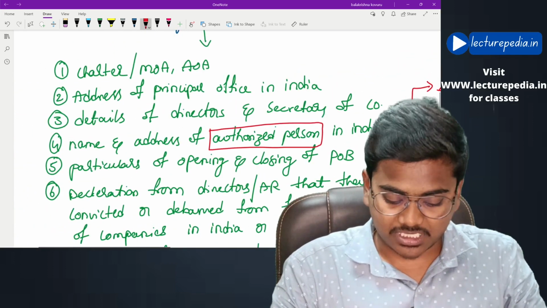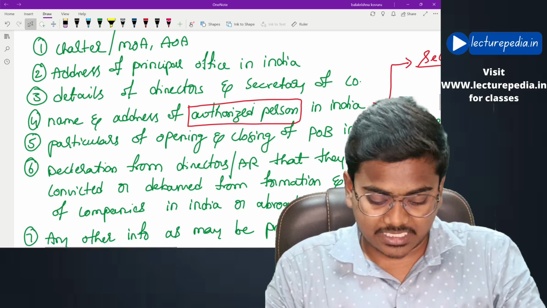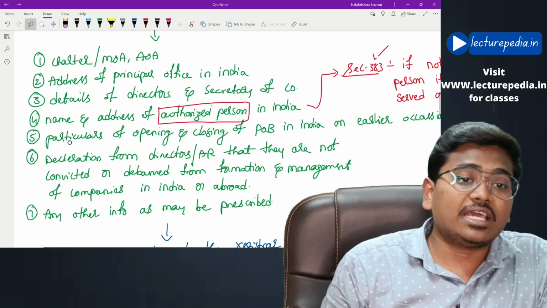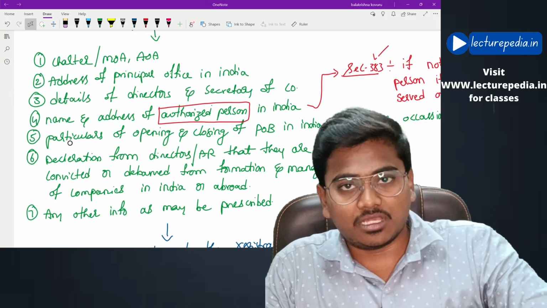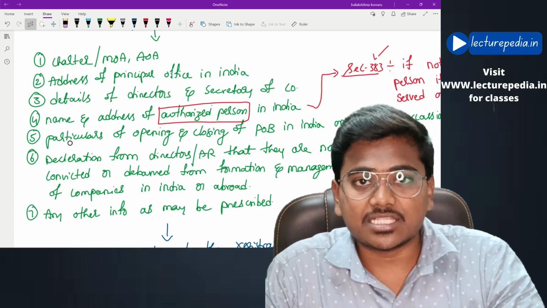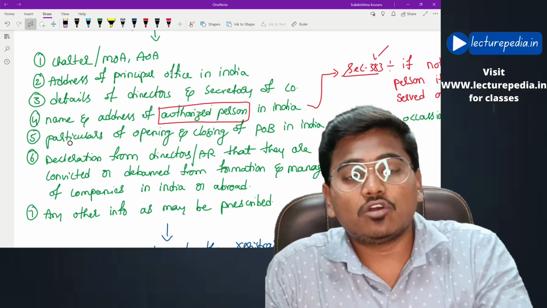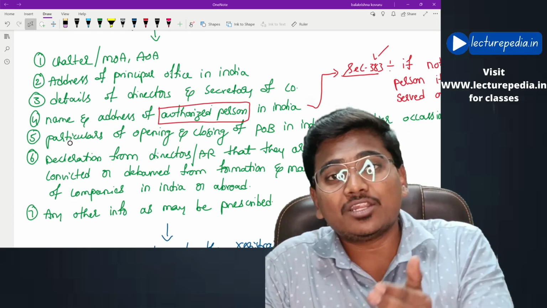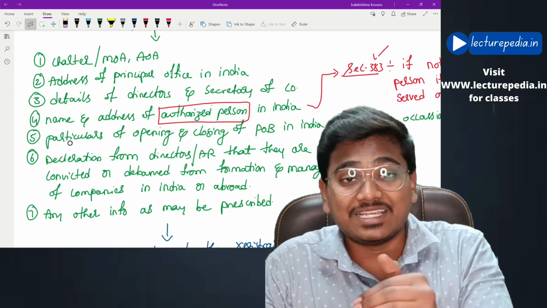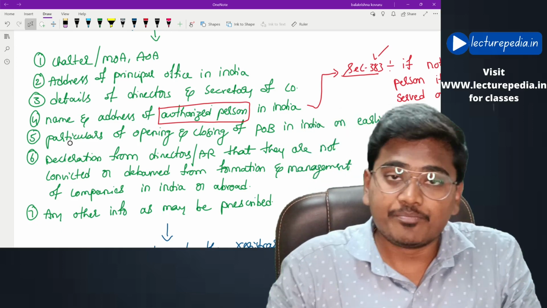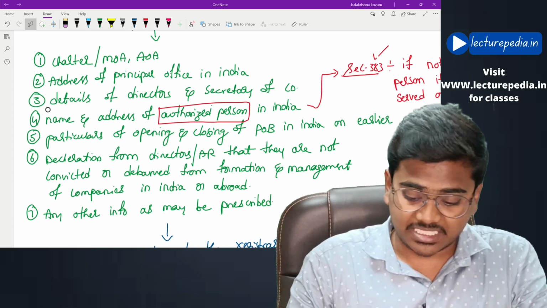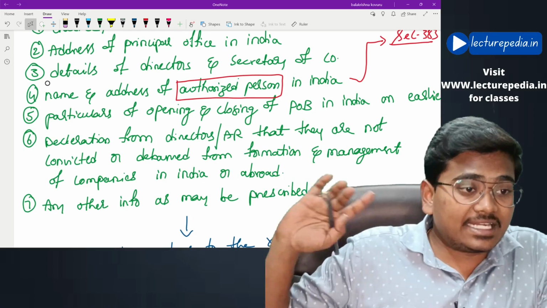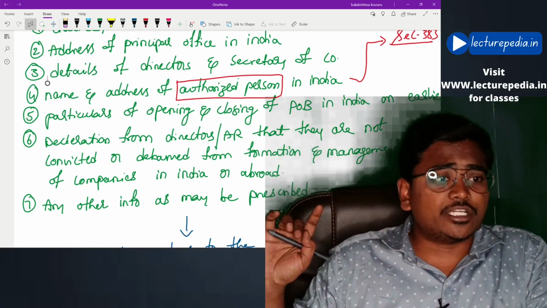for accepting the notices. Next, particulars of opening and closing of place of business in India on earlier occasions. In case in the past this company has opened and closed any places of business in India, then the details of such opening and closing of the place of business in India in the past must also be given now to the registrar. Next, sixth point, declaration from directors and also authorized representative.